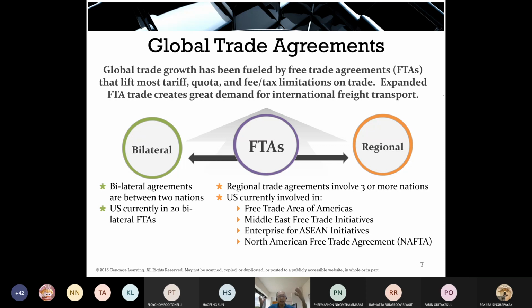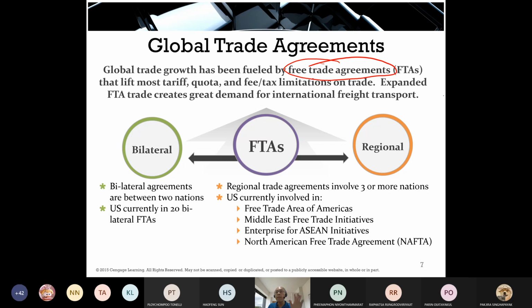So the governments of Thailand and Australia come and talk with each other to create an agreement. We call it a free trade agreement. Okay, free trade agreement, how does this work? A free trade agreement between two or more countries agrees that the tariff, the fees, the duty, the tax will be lifted.